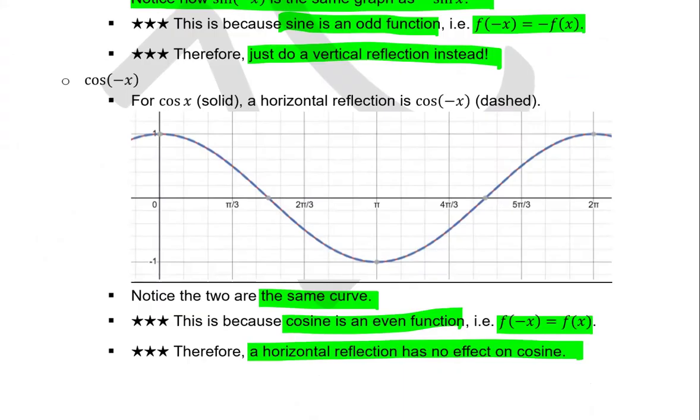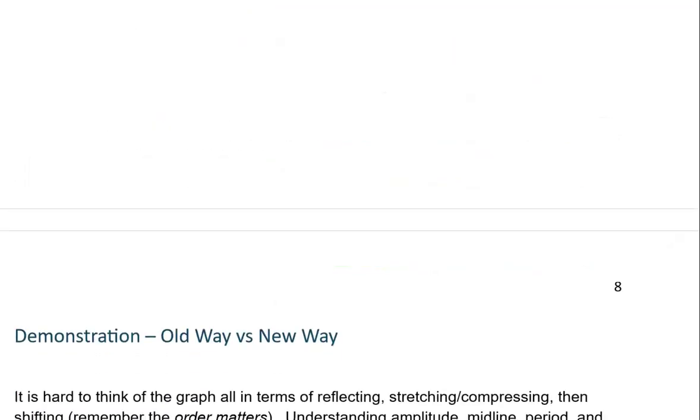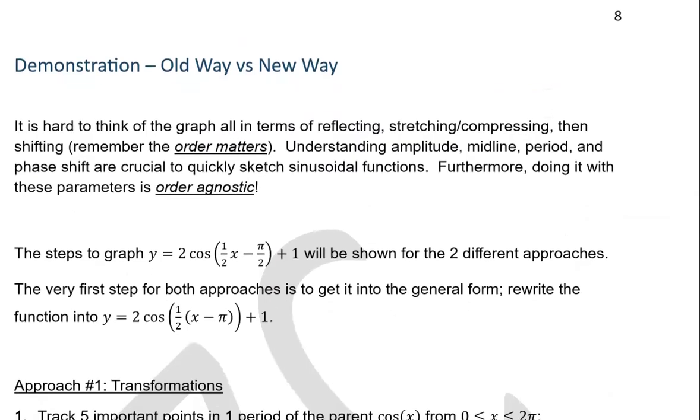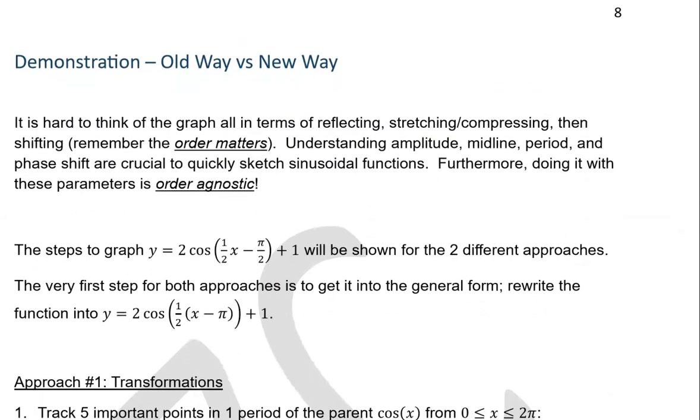Okay? All right. I believe that's all the things I want to go over in this video. In the next video, I will be going over how to do this example in terms of the old way of transformations, which is much, much slower, versus the new way if we just understand the concepts of amplitude, midline, period, phase shift. That's all we need, those 4 things.